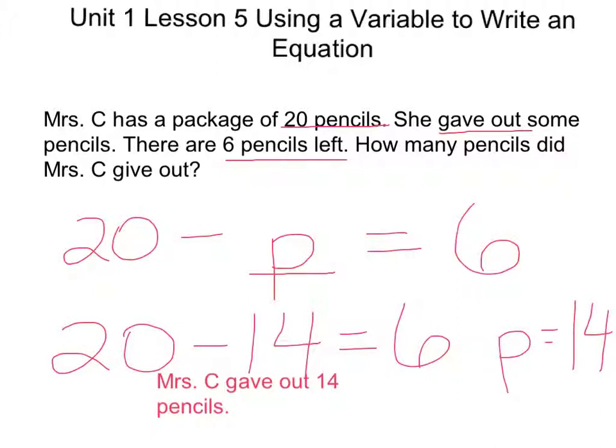Okay, then we're all done, and it fits down there. Okay, so that's perfect. That's exactly what they would end up doing. Okay, so that's an example of using variables to write an equation.